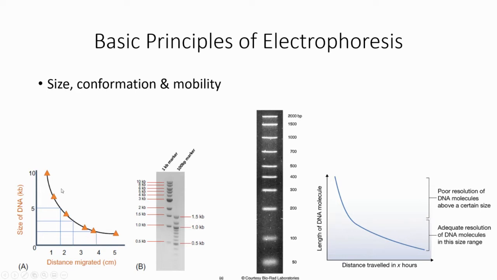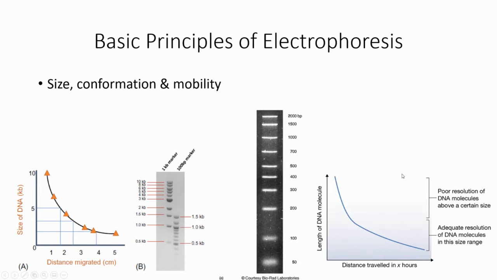So the large size DNA will migrate slower, like here 2,000 base pairs that migrate from top to the bottom. And the smallest fragment will run further, so the distance migrated is the longest, right? And then here you can see the comparison: 100 base pair marker and the 1 kb marker. So the big size DNA migrates a shorter distance. Smaller fragments migrate a longer distance.